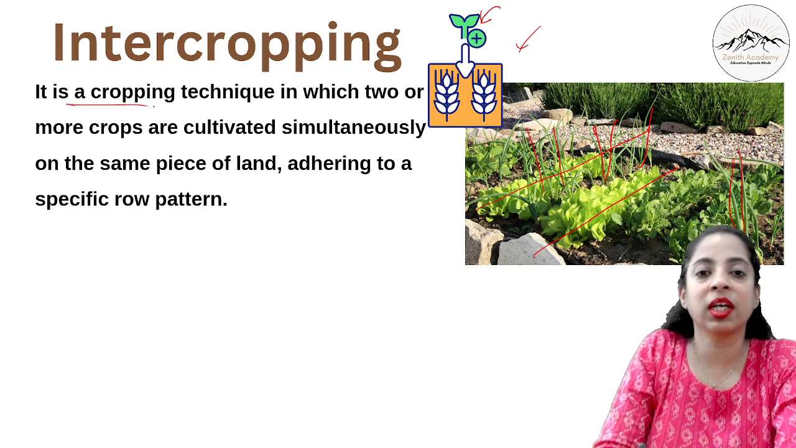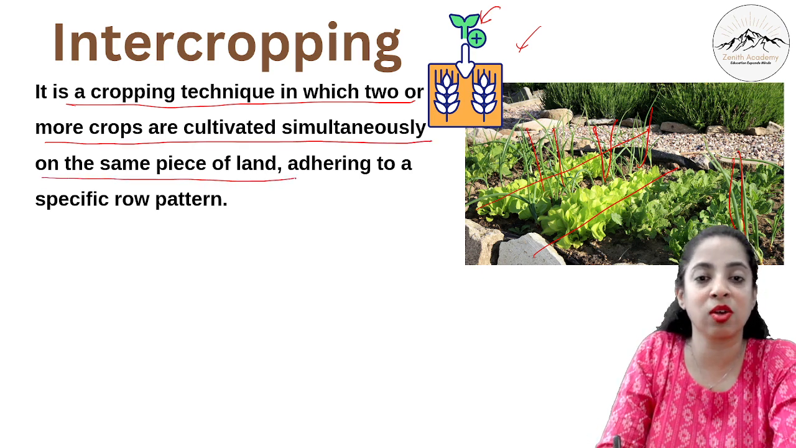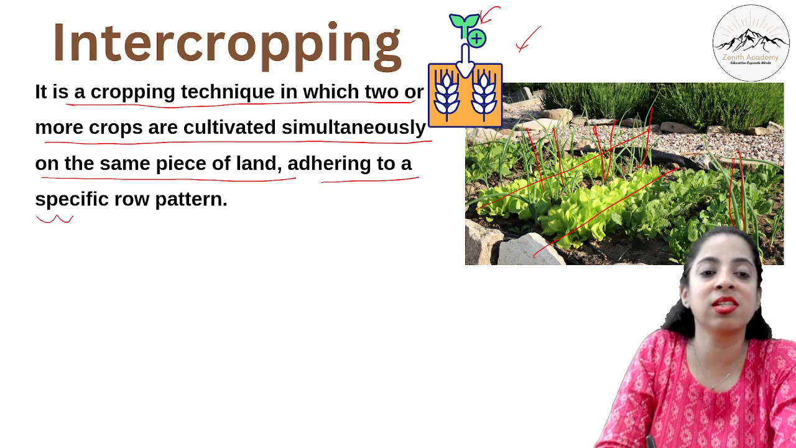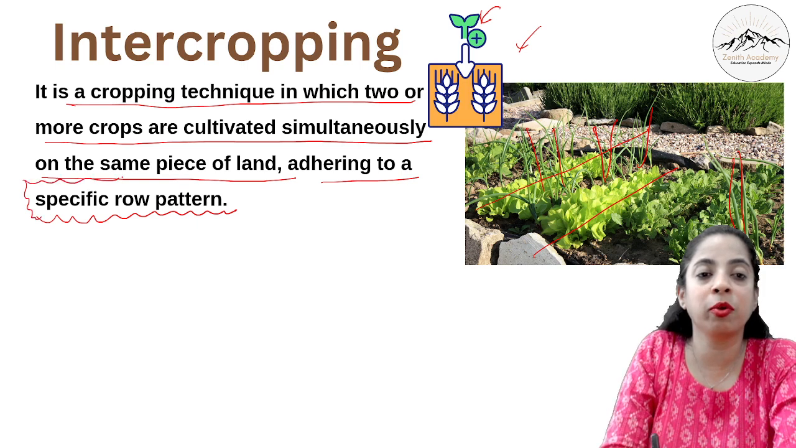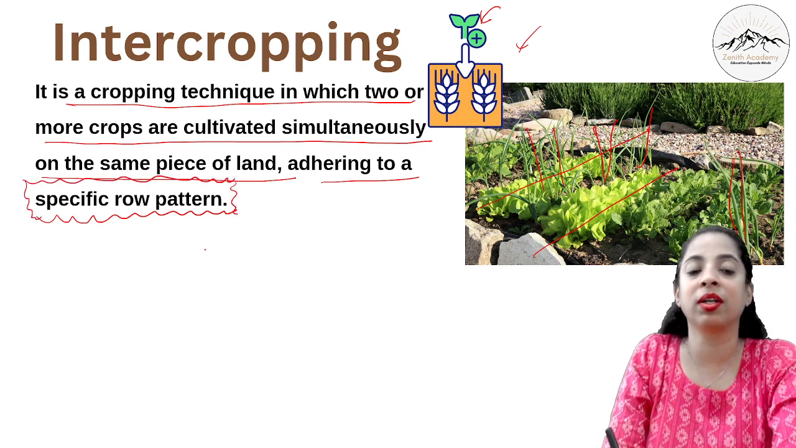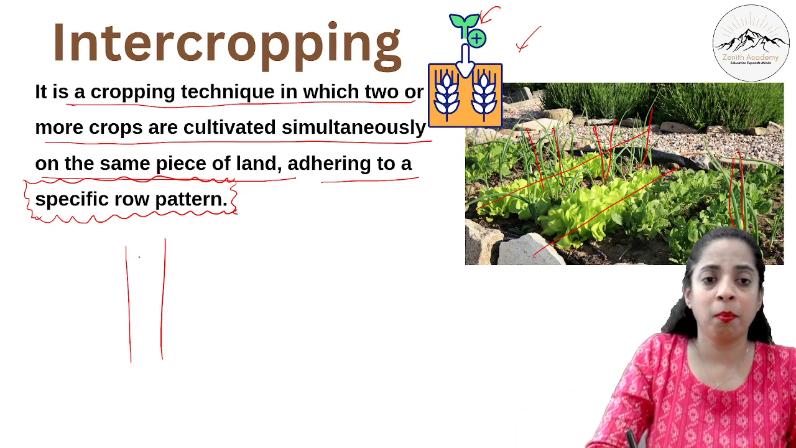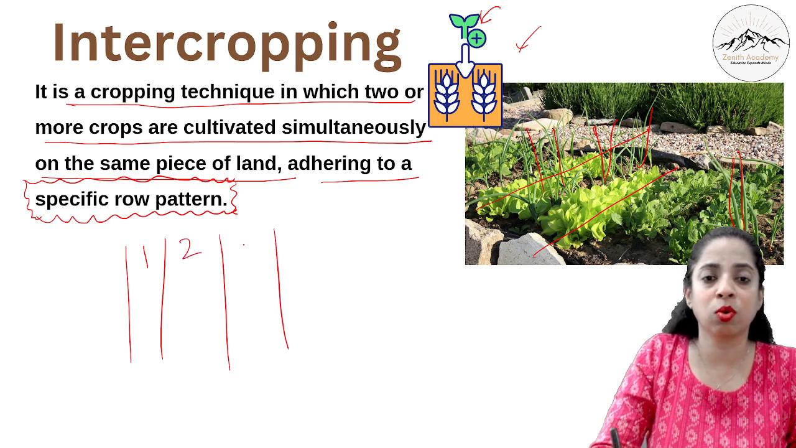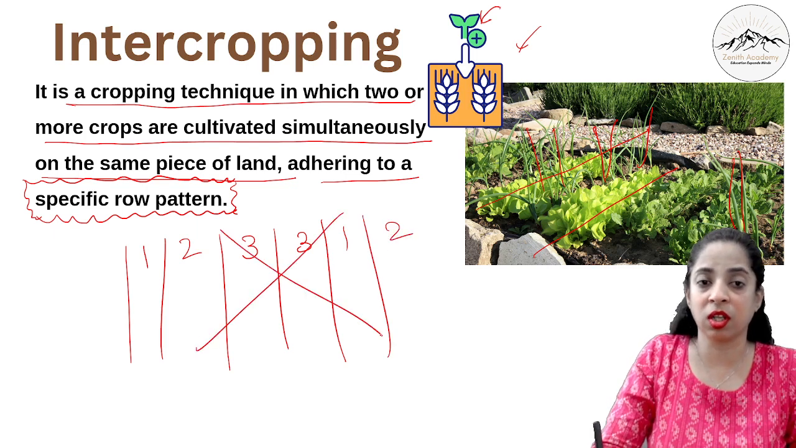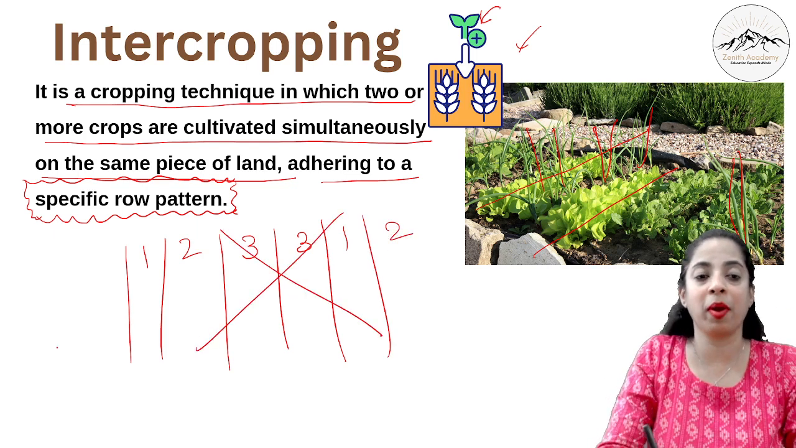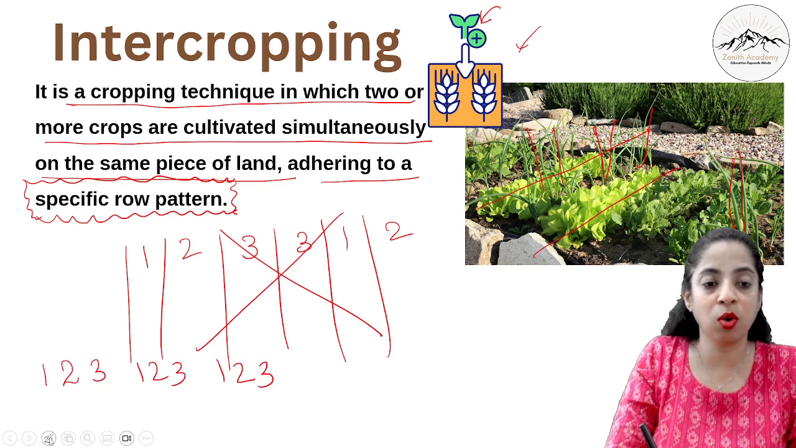So it is a cropping technique in which 2 or more crops are cultivated simultaneously on the same piece of land, adhering to a specific row pattern. Children, you have to pay attention. You have to use this word: a particular row pattern. A specific pattern is followed. It is not random that first you grow plant 1, then plant 2, then plant 3, then again plant 3 or 1 or 2. No, this is not there. It has to be a specific row pattern. Maybe 1, 2, 3, 1, 2, 3, 1, 2, 3 and so on. Right? I hope this is very, very clear.